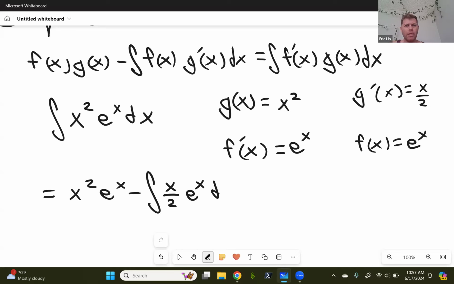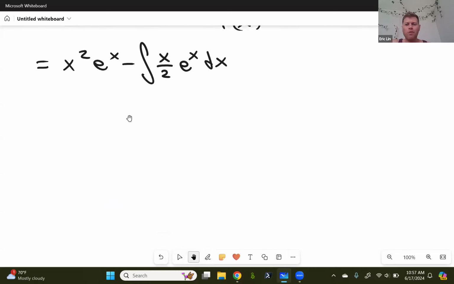dx. Now, here is the problem. This is not easier for us to solve. I mean, maybe it's a little bit easier, but it's not exactly easier. So we can't solve that, but we do know that this is a product of two functions inside an integral, which means we can apply integration by parts again.